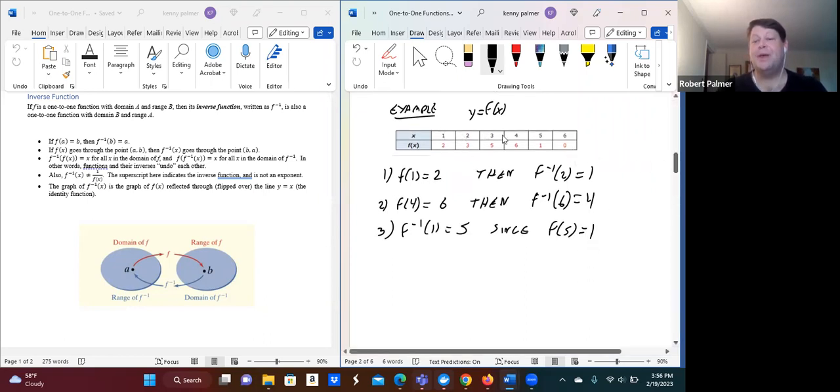Okay, so for example, also, this is the domain of f, the function f, and this is the range. So for f inverse, its domain is this, and its range is that. Okay.